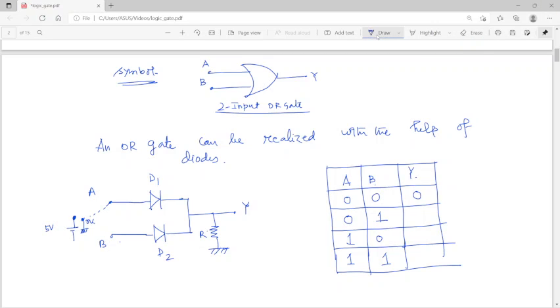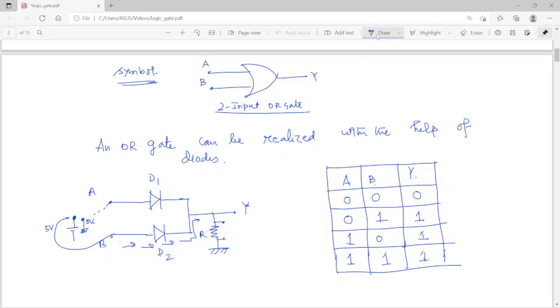Now say A is connected to 0, but B is connected to the positive voltage. Then current will flow through, and since I am putting a resistance, across the resistance we get an output, and that output is the high voltage because the current is flowing. So that voltage is 1. Similarly, when A is connected to the high voltage, current will flow through the D1 diode, and I get a voltage across resistance R, and that voltage is 1. And when both are connected to the high voltage, the similar thing happens and I get the output voltage as 1, right?